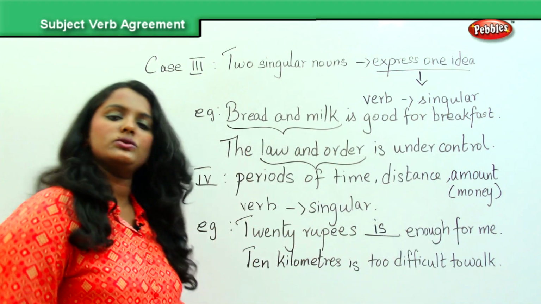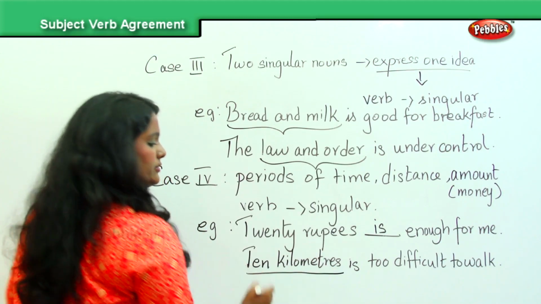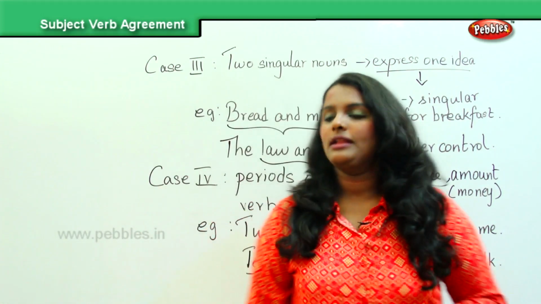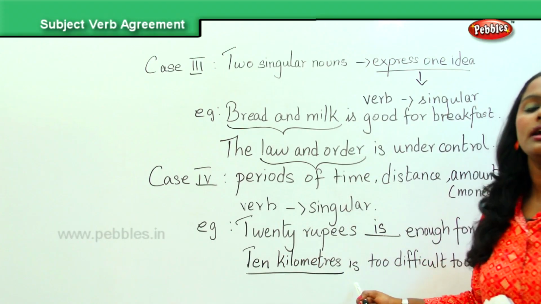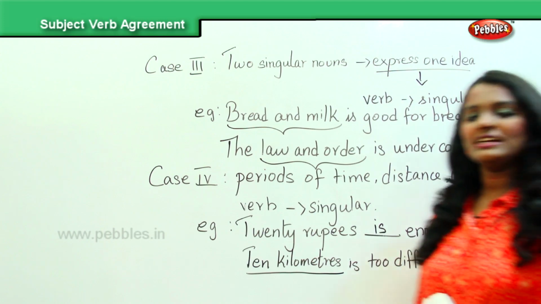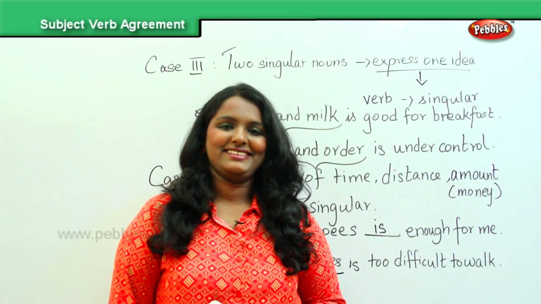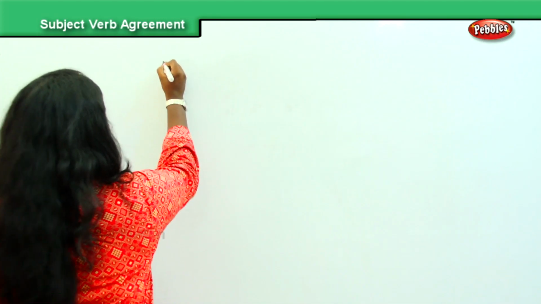Kilometers is too difficult to walk. 10 kilometers, though kilometers is plural, I am not using are, but I am using is. As I said, according to case 3, this is also an exception. Case 5.